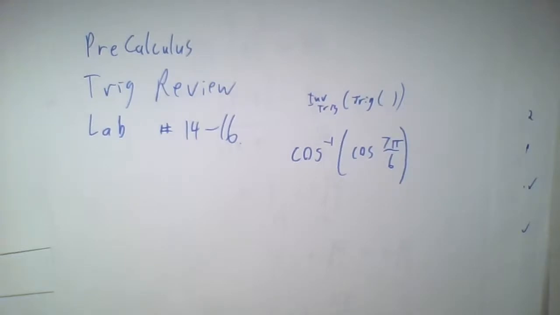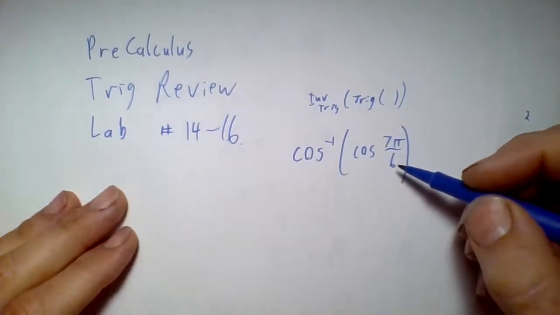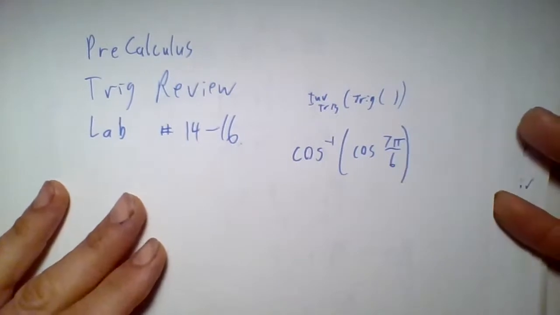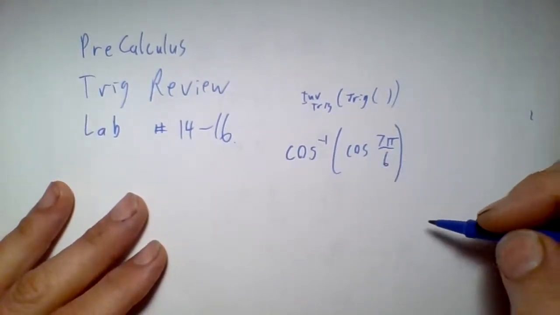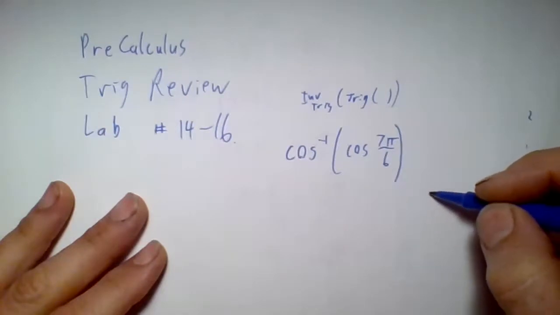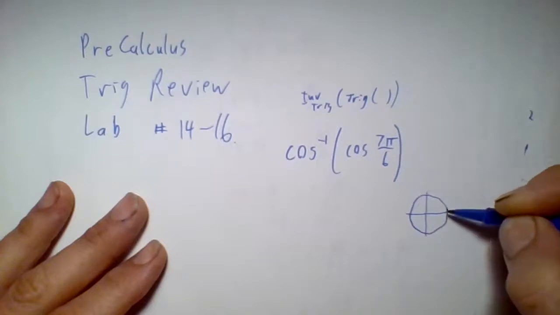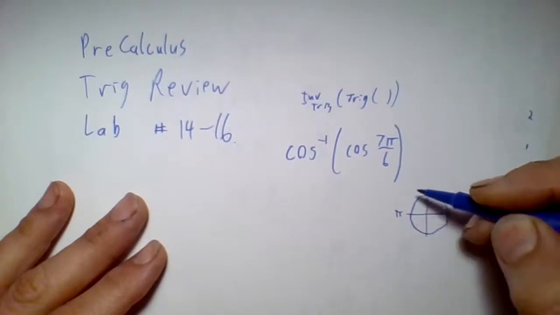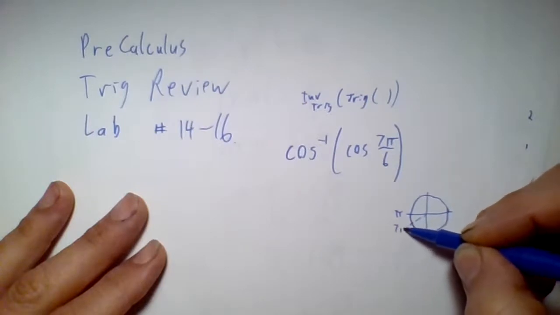There was a couple of these in the homework also. See how that turned out. But this one, I'm going to do the picture of it, but I want to think about what we know here also. 7 pi over 6 is a little bit more than pi. This is pi. 7/6 pi is pi plus pi over 6. So that would be down here.